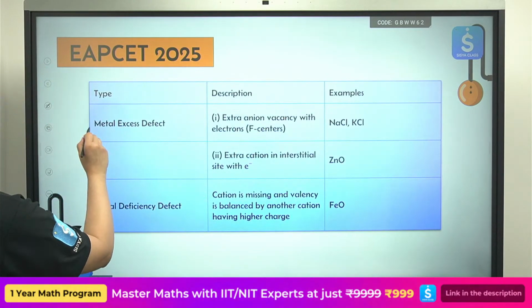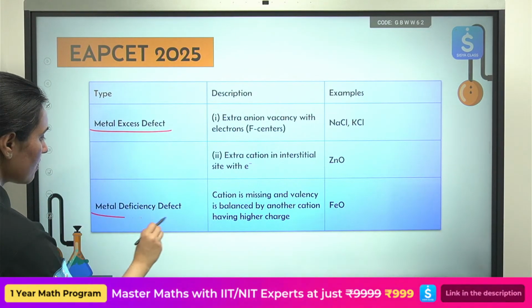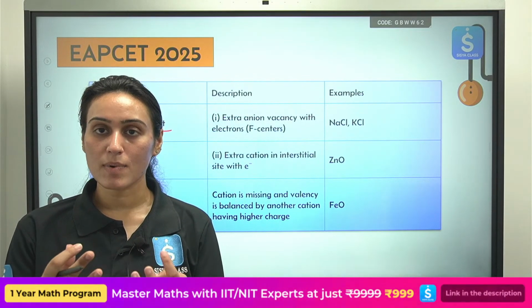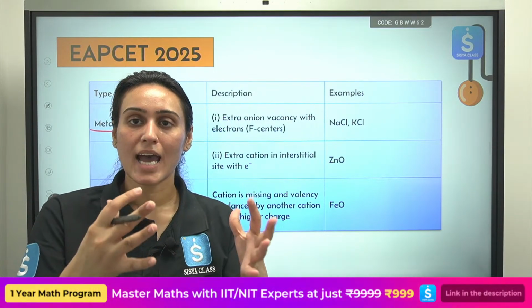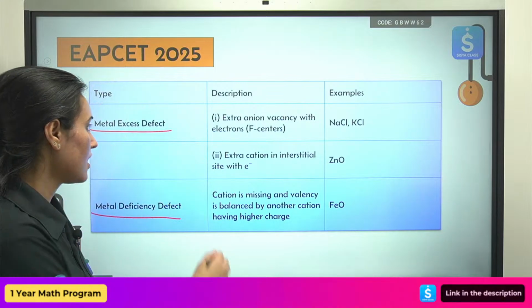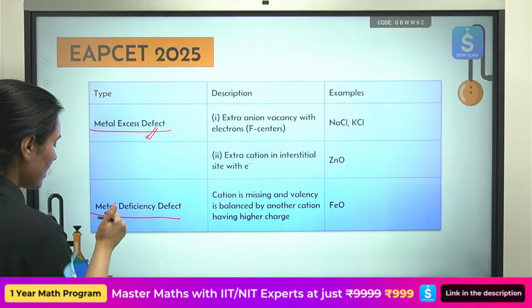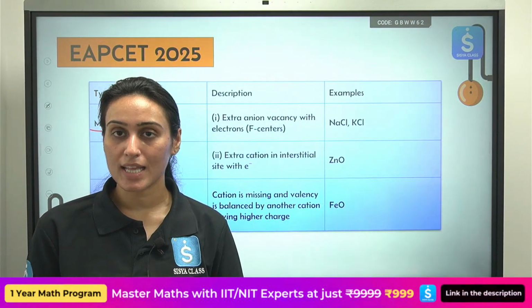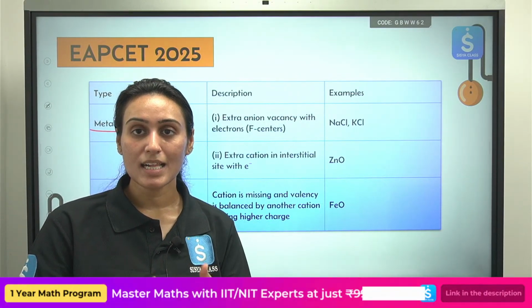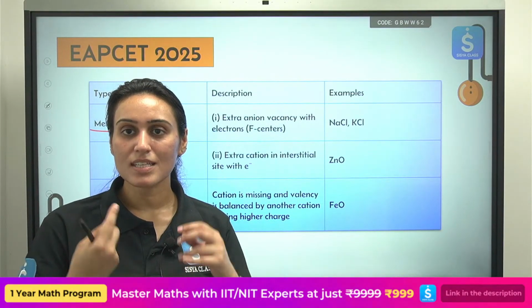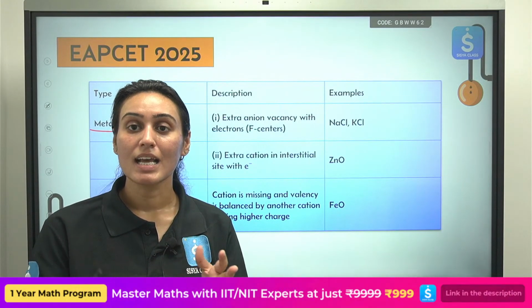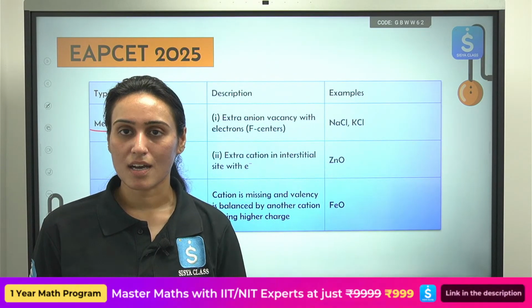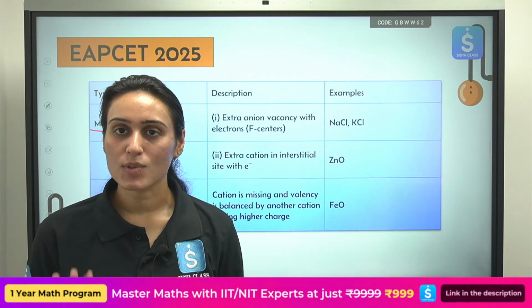What else is there? You can have metal excess or metal deficiency defect. It is in the name itself. If you have extra number of metals, cations, you will call it as metal excess defect. If the number of cations are less than your anions, you will call it metal deficiency defect. Deficiency, something is present in lesser amount. Excess, something is present in extra amount.